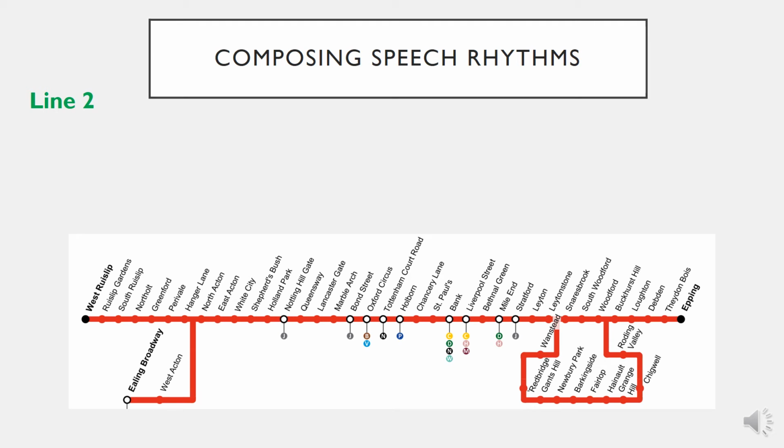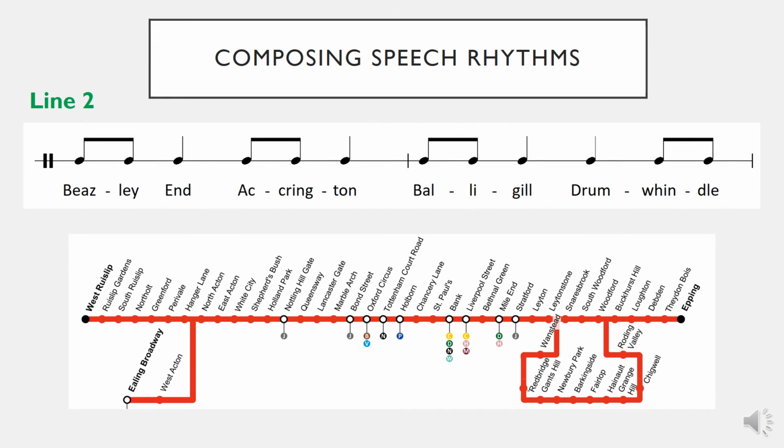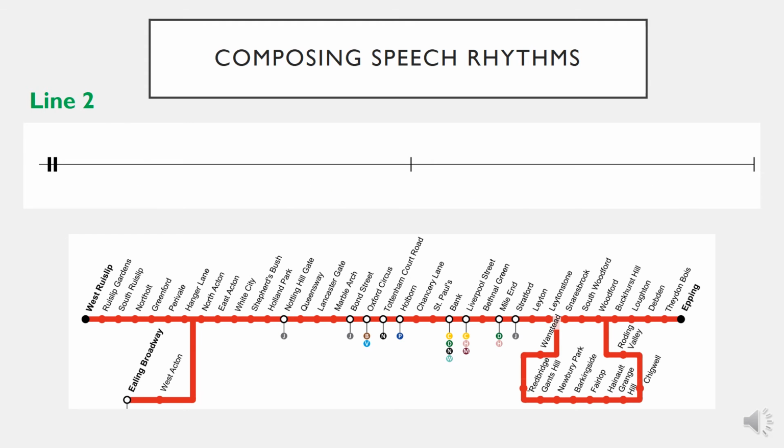Once you're happy with your first line, let's move on to the second. Here is the second line of Zooch, but this time we're not only going to write our own words, but our own rhythms as well. So the first job is to choose my first station. I like the sound of Chancery Lane, so let's use that.